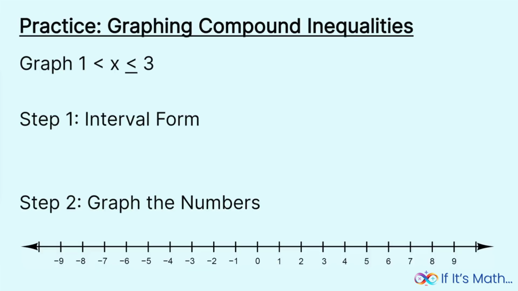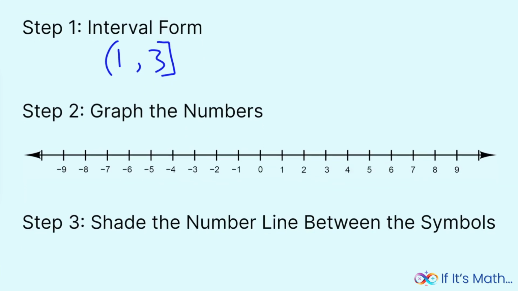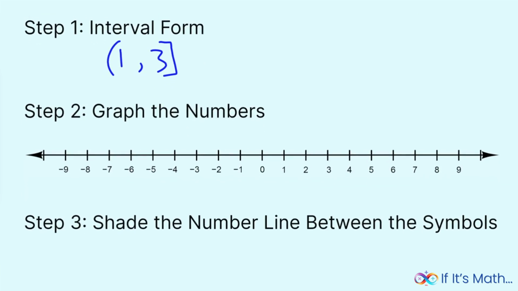Okay, so now let's do a compound. If we have 1 is less than x is less than or equal to 3, it's already written how we need it. So we have 1 and 3. 1 is strictly less than, so we've got the left parenthesis. We have less than or equal to 3, so we have our bracket there. Let's move it on up and take a look. At 1, we're going to put our left parenthesis, and at 3, we're going to put our right bracket and shade everything in between. So that is from 1 to 3.